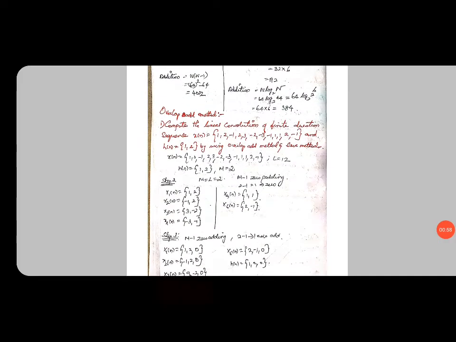Compute the linear convolution of the finite duration sequence x of n equal to 1, 2, minus 1, 2, 3, minus 2, minus 3, minus 1, 1, 1, 2, minus 1 and h of n equal to 1, 2, using the overlap add method and the overlap save method. Here x of n is this, and the length of the sequence is 12. h of n is equal to 1, 2, and m is 2.